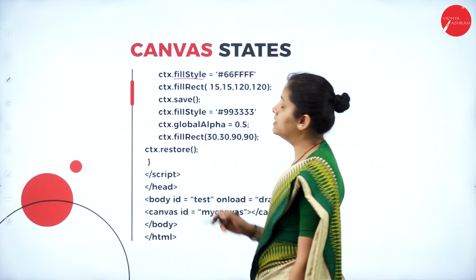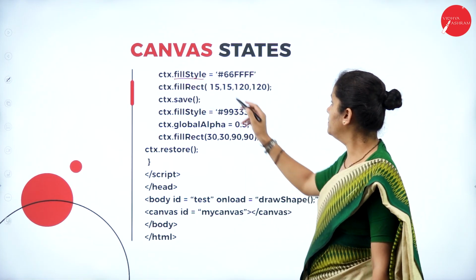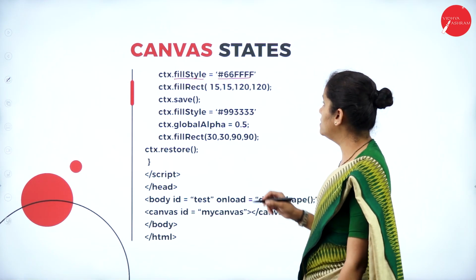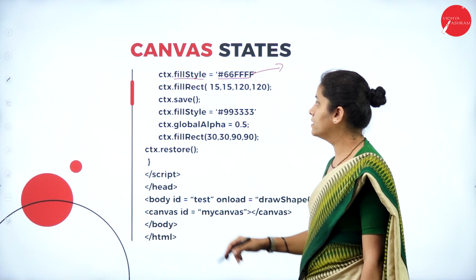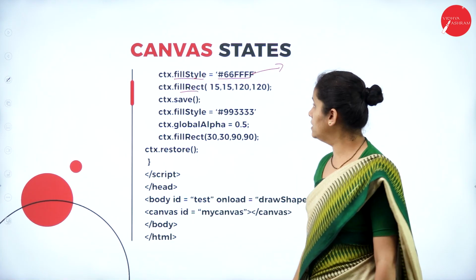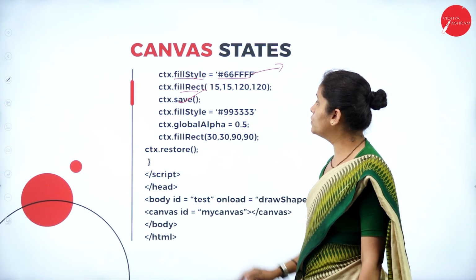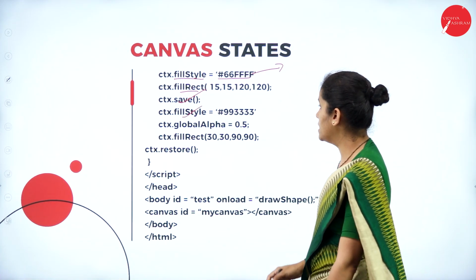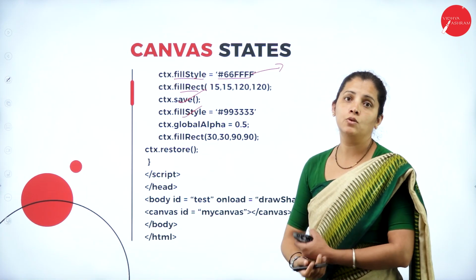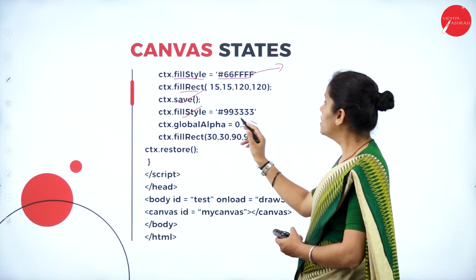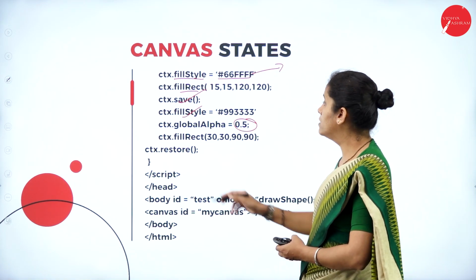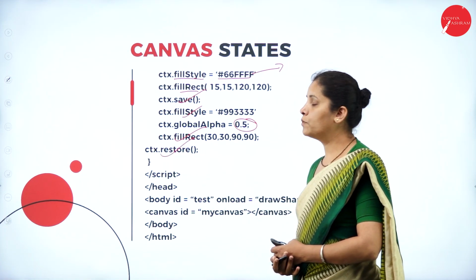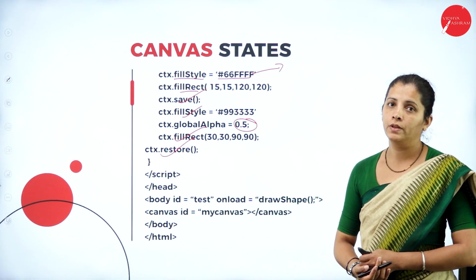Then I have a fill style attribute. Then I'm going to pass the hexadecimal color code. Fill rect is a method, and once again I'm going to call a save method. I'm going to set the fill style once again. I'm going to set the global alpha value to 0.5. Then I'm going to call the rect method, and I'm going to call the method restore.